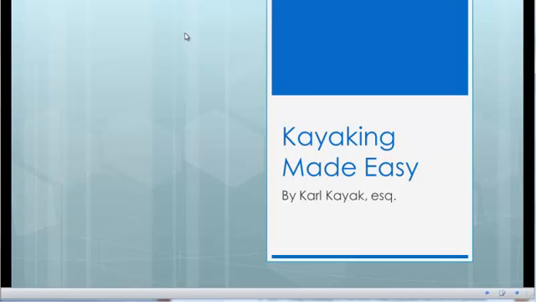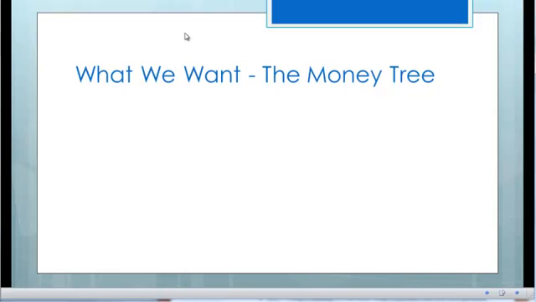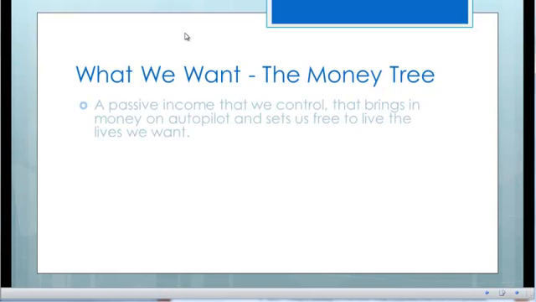So what I would do is just record this using Screencast-O-Matic or using Camtasia or using ScreenFlow or whatever program you want. Now I'd say, hey everybody, what's up? I'm Carl Kayak. Welcome to Kayaking Made Easy, and in this course I'm going to blah blah blah. All right, so let's get started. The first thing we want to do, what we want, is the money tree. Now a money tree is a passive income that we control that brings us in money on autopilot, sets us free to live the life we want.